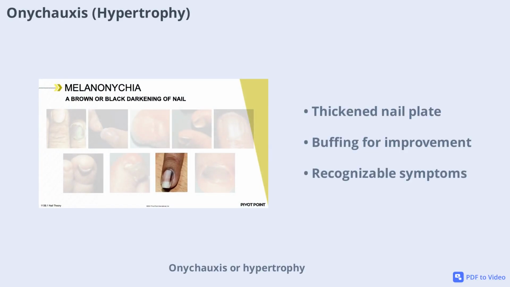Onychauxis, or hypertrophy, is the thickening of the nail plate or abnormal outgrowth of the nail. It is easily recognizable and likely to disappear with proper care. Lightly buffing the nail plate helps even out its surface and improves appearance.